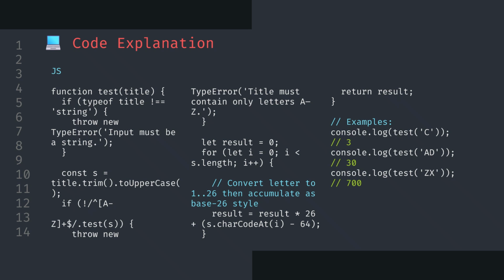This function first ensures the input is a string, trims white space, and uppercases it. We validate that it only contains letters A to Z to avoid surprises. The loop treats the label as a base 26 number where each letter contributes a value equal to character code minus 64. We multiply the running result by 26 and add that value. It's concise, fast, and works for any reasonably long column title.